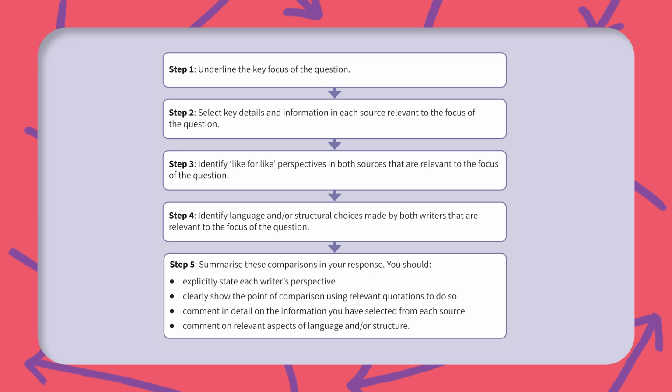Now, once you've done that and the time comes to write your response, and step 5, start by summarizing those comparisons. Explicitly state what the writer's perspective is. Pin it down, show the examiner that you've identified their thought, feeling, or perspective. Show the point of comparison by using those quotations you identified. And then give your energy and time to commenting on the information. Show your thinking, show your understanding.